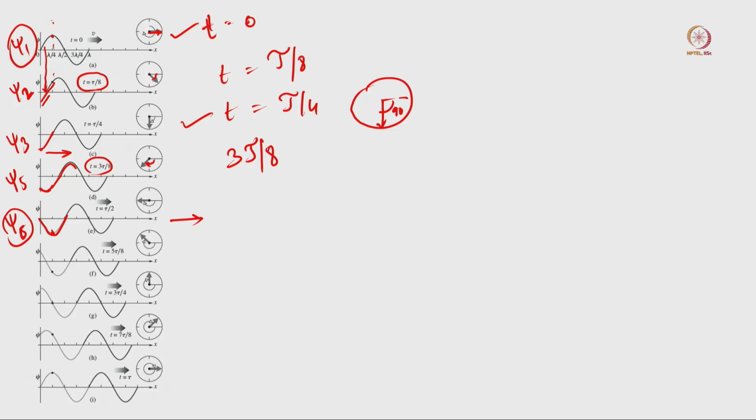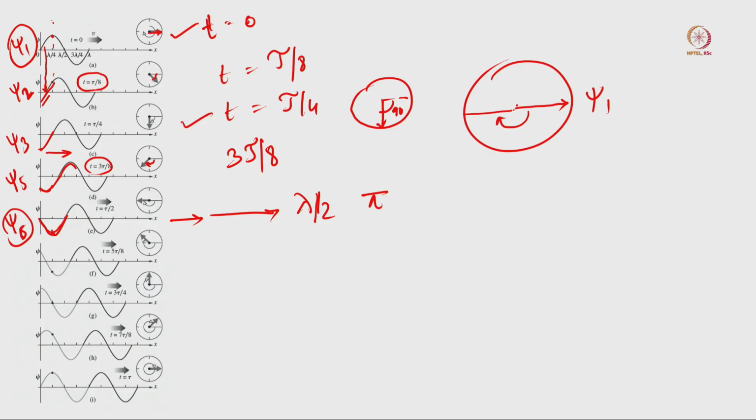Now, if you consider wave 1, which is at the 0 position, and now the wave 6, you can see there is a complete half lambda, lambda by 2, difference. We already showed that lambda by 2 means the total phase difference will be pi. So you can see the wave is moving in a completely opposite direction here.